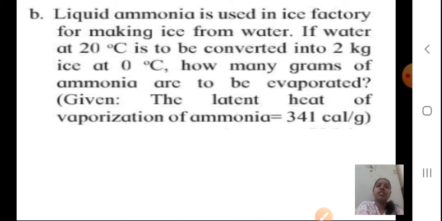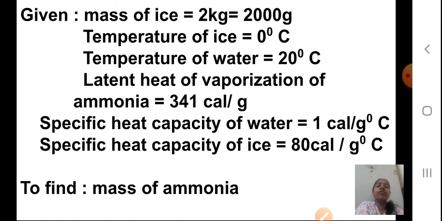Now we will see how to solve this. We have written the mass of ice, 2 kgs converted to grams, 2000 grams. The temperature of ice is 0 degrees Celsius. The temperature of water is given as 20 degrees Celsius. The latent heat of ammonia is 341 calories per gram. The specific heat capacity of water is 1. The latent heat of ice is 80 calories. These are standard values, so learn them and keep them. To find: the mass of ammonia.